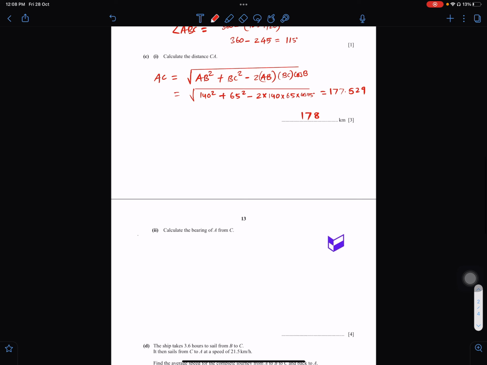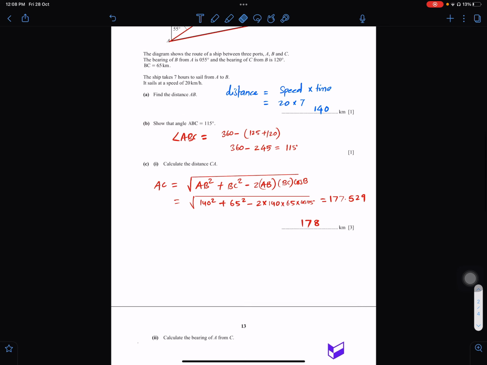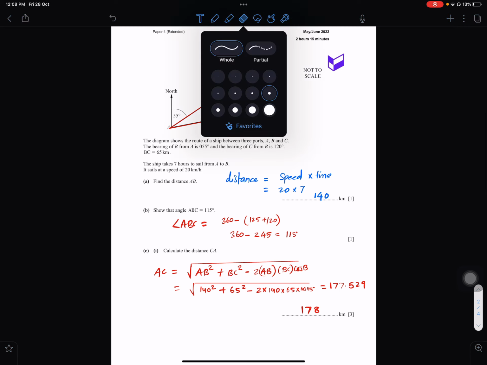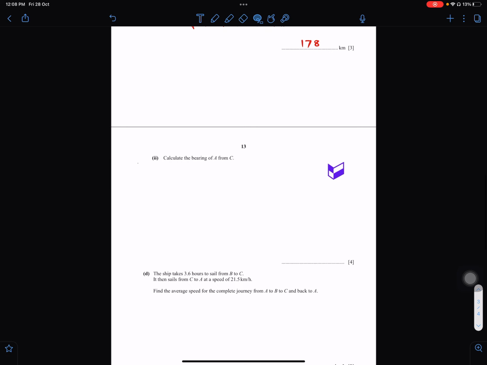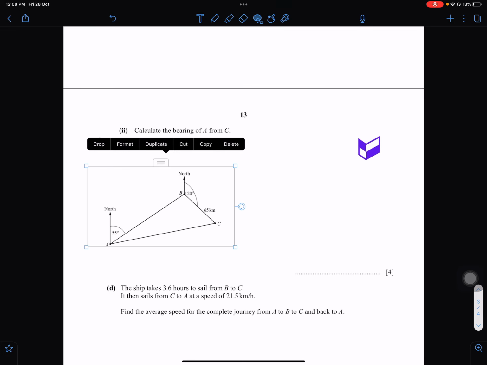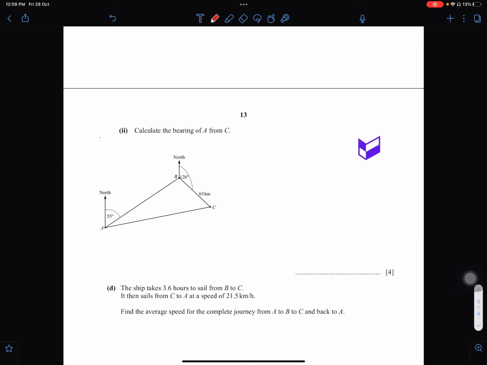Perfect. Going ahead, calculate the bearing of A from C, and that is a 4 marker. Let me copy the diagram here so that we can see it better. We have to calculate the bearing of point A from C.